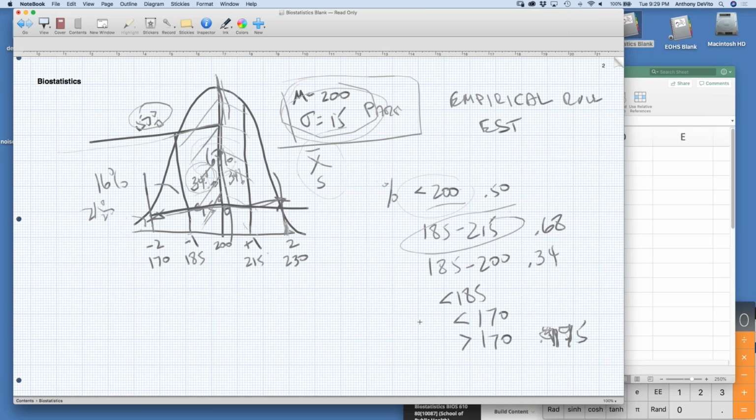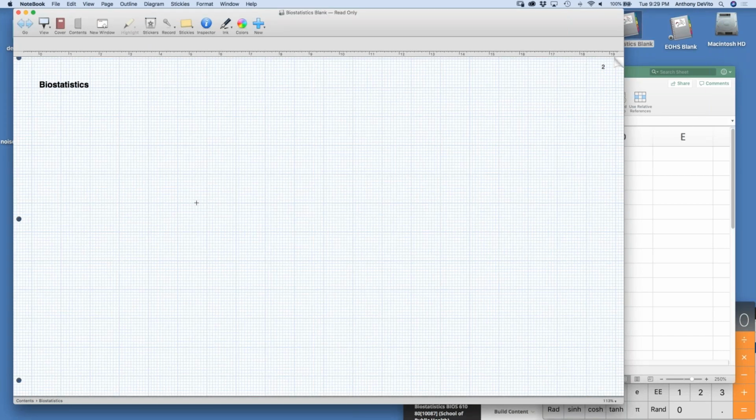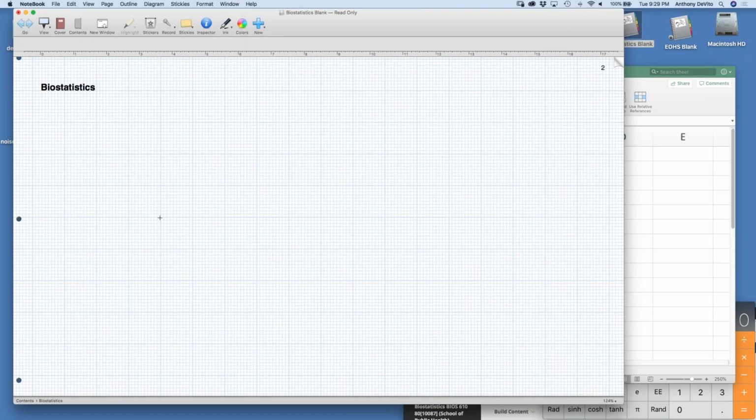That's the normal distribution. Now, things get a little complicated now. I'm going to take the same distribution and I'm going to redraw it so that we can get a better look at this.